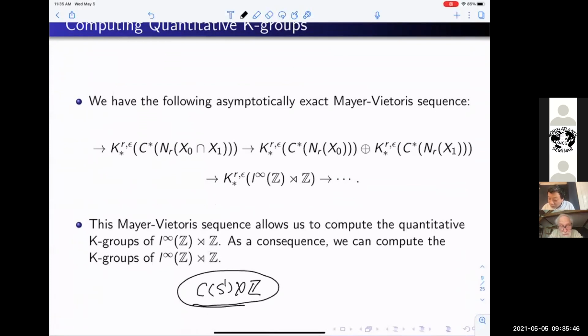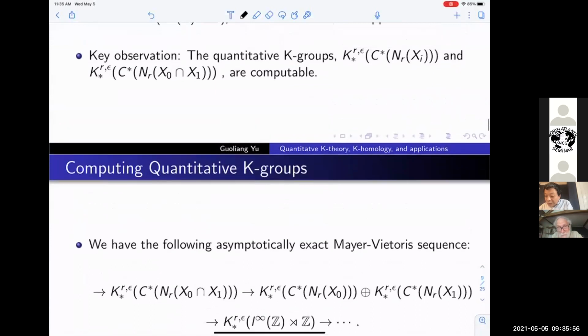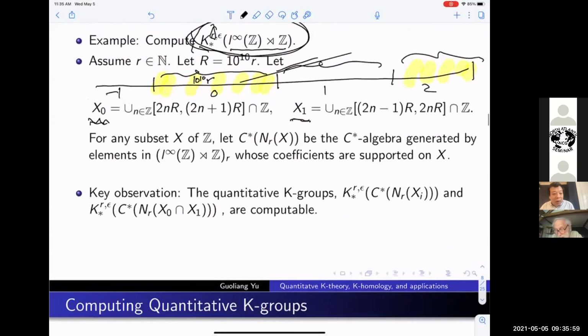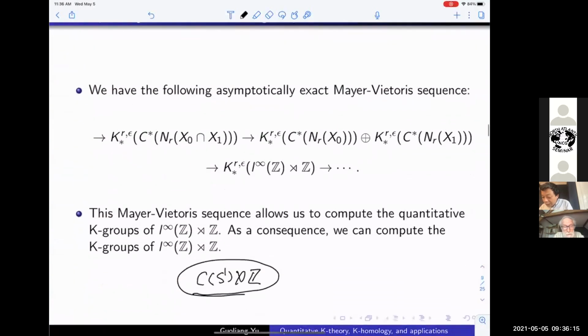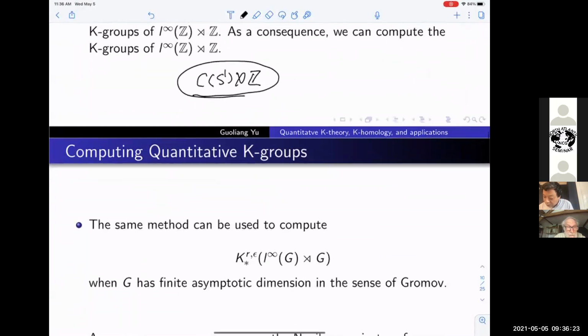You cut the circle into a union of very small, tiny intervals. But this decomposition depends on the R. So that's why this method only works at certain scales. It would not work if we just try to go through this process for a general C*-algebra. But anyway, it can work quite generally. So I will just say a few words about how to make this work.